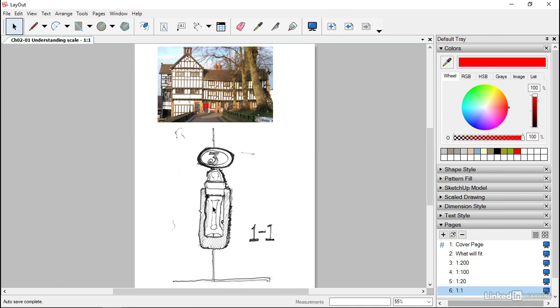Okay, so hopefully that's explained a little bit about scale. It all does depend on output size. So if you know how big your piece of paper is that you're finally going to print it or plot it to, then you stand half a chance of getting it right.